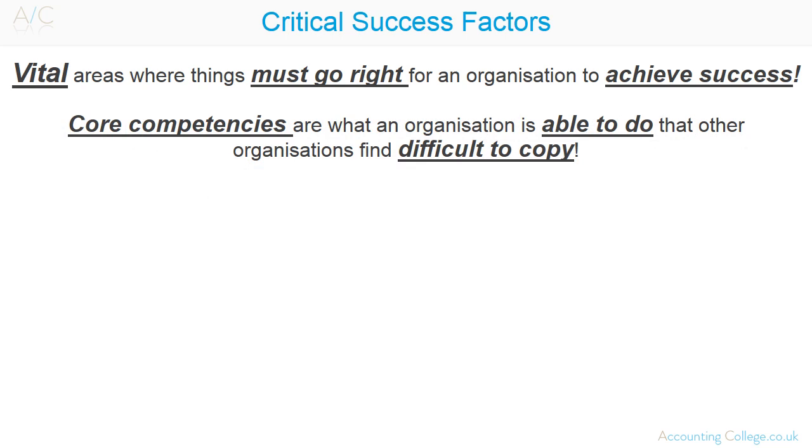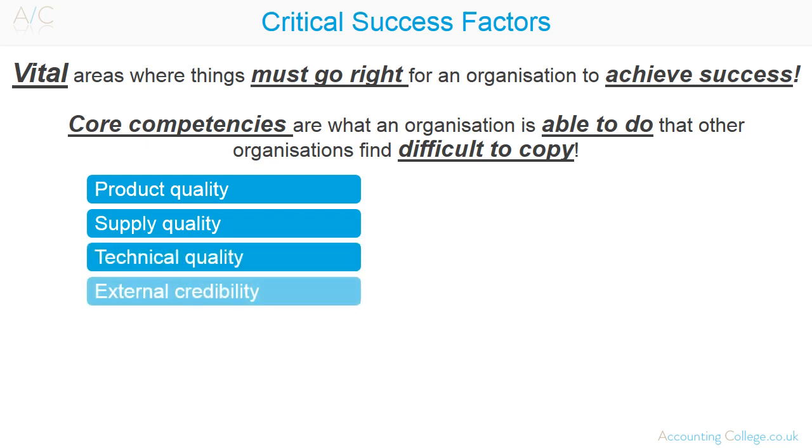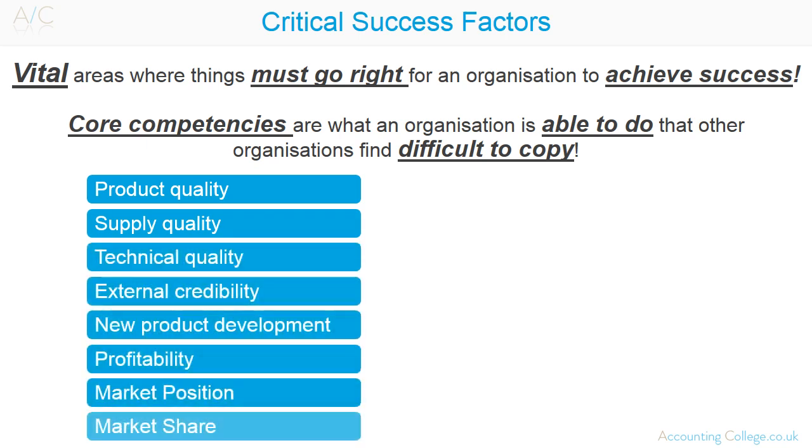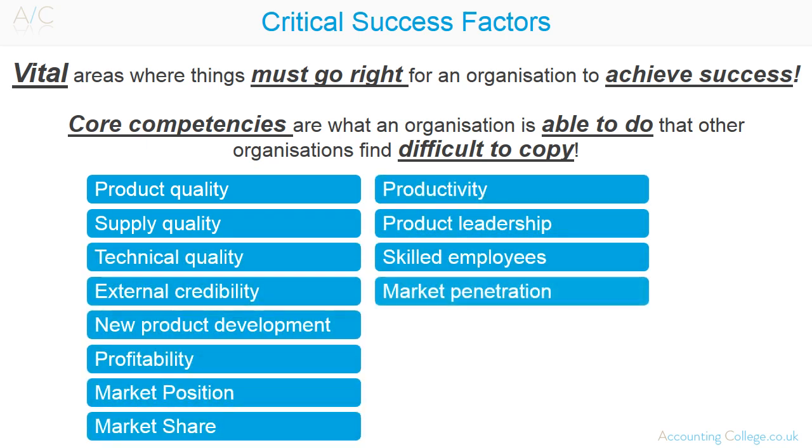Critical success factors are where an organisation must excel in order to compete with competition. And organisations will need to put in place the core competencies required to achieve these critical success factors. Core competencies are what an organisation is able to do that other organisations find difficult to copy. Some examples can be product quality, supply quality, technical quality, external credibility, and so forth.